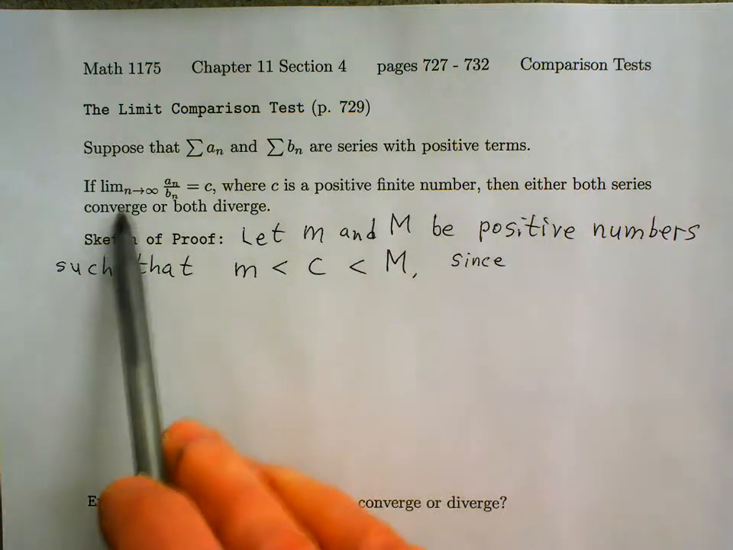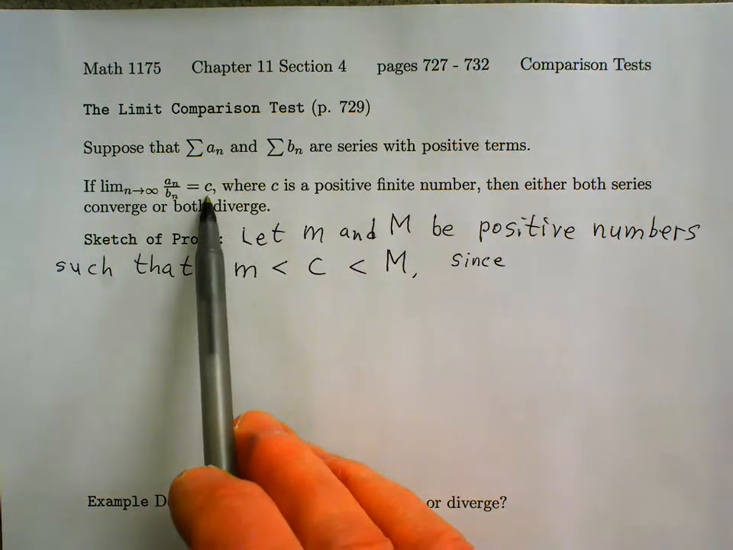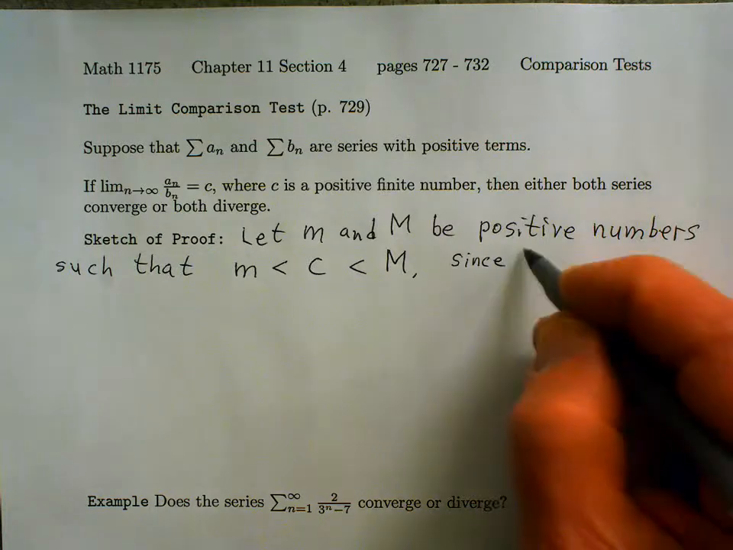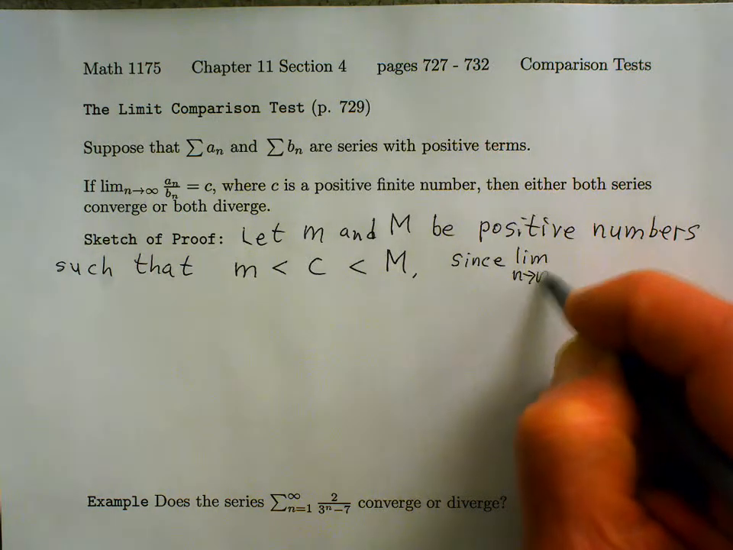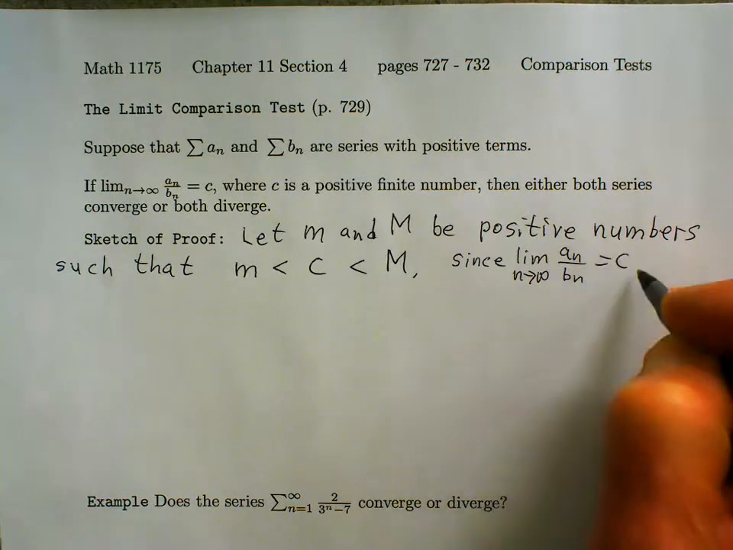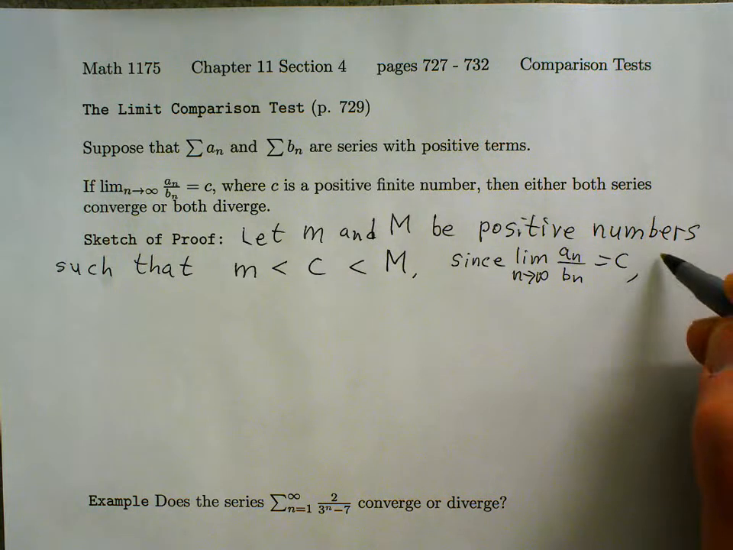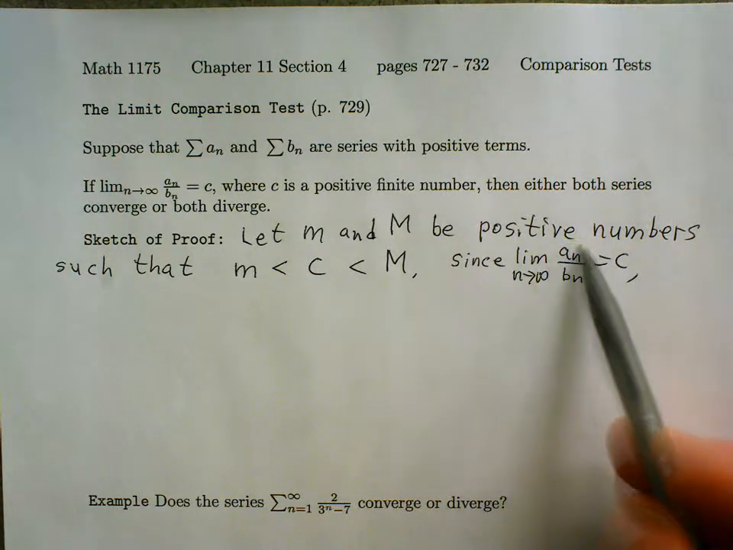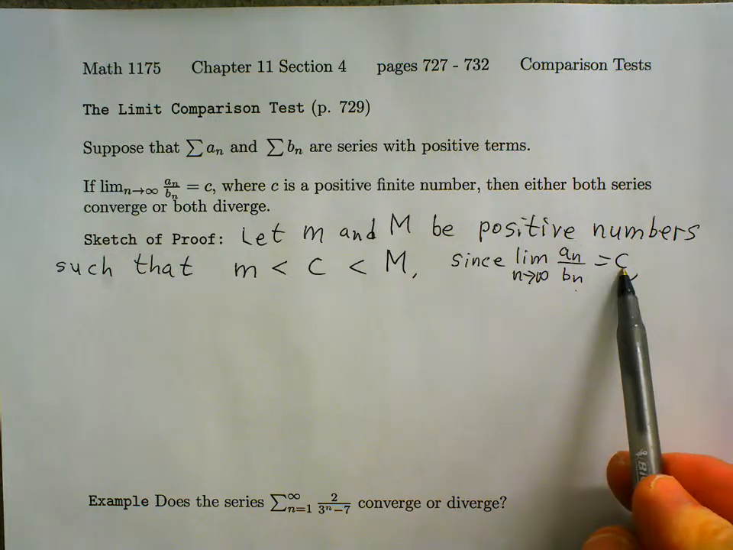Since the limit of a sub n over b sub n as n approaches infinity is equal to c, I'll go ahead and write it. Since the limit as n approaches infinity of a sub n over b sub n equals c, that means the a sub n over b sub n terms can be made arbitrarily close to c, as close as you want.